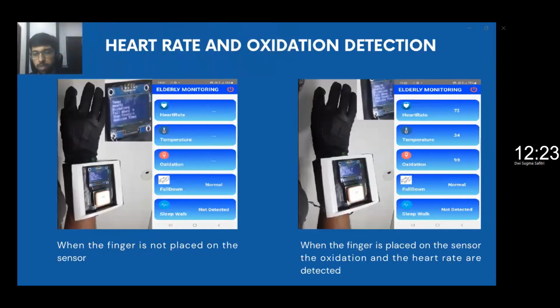Heart rate and oxidation detection. This is carried out by the MAX30100 sensor. When the finger is not placed on the sensor, then no values appear in the elderly app. As soon as the finger is placed on the sensor, then the heart rate values and the oxidation values start appearing in the elderly app. This can be monitored by the caretaker.